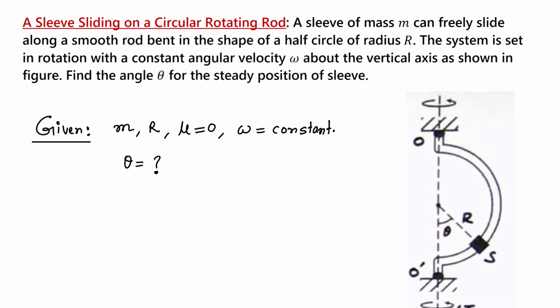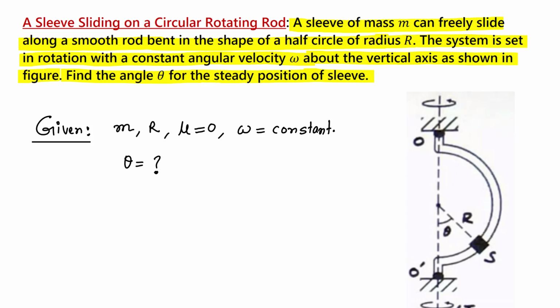So the problem says a sleeve of mass M can freely slide along a smooth rod bent in the shape of a half circle of radius r. The system is set in rotation with a constant angular velocity omega about the vertical axis, as shown in the figure. And we have to find the angle theta for the steady position of the sleeve.